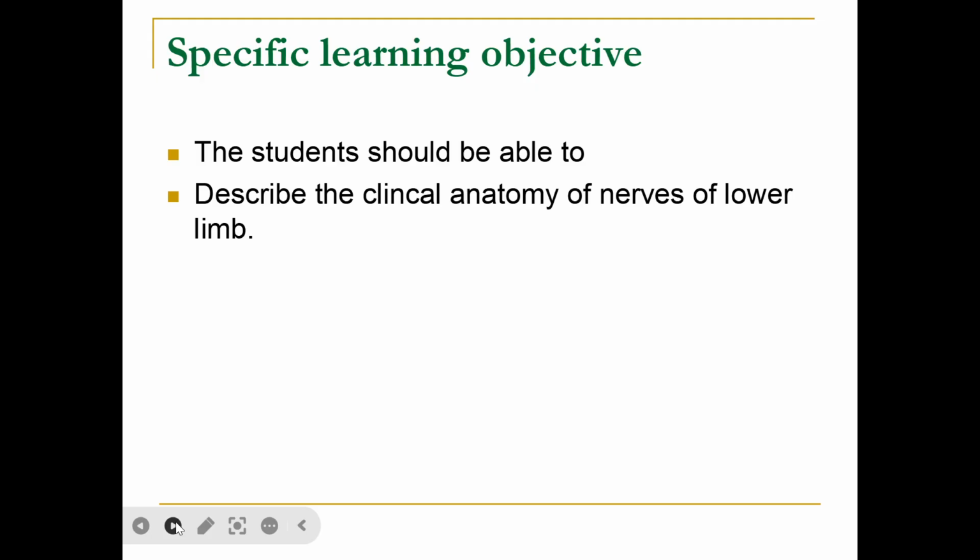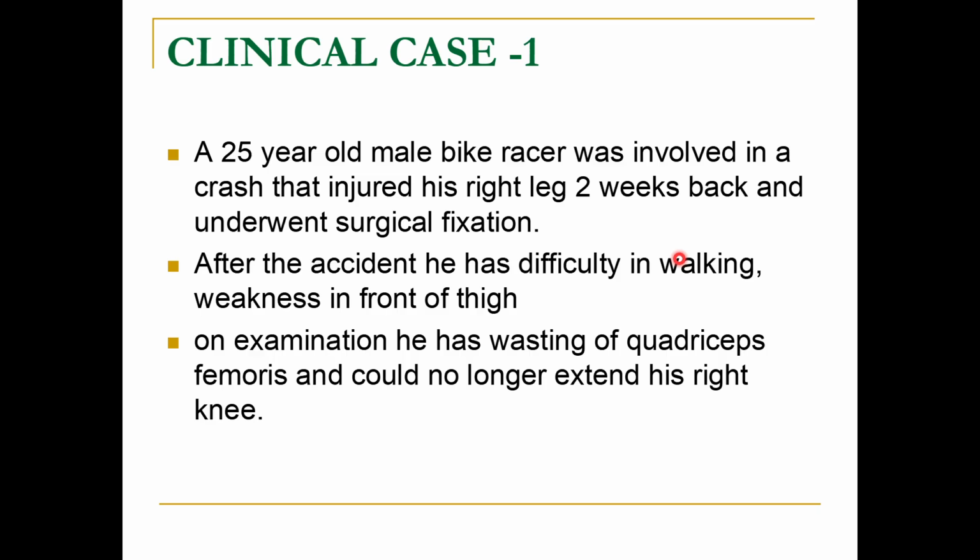Coming to the specific learning objective, the student should be able to describe the clinical anatomy of nerves of lower limb. Coming to the clinical case 1, a 25-year-old male bike racer was involved in a crash that injured his right leg 2 weeks back, and he underwent surgical fixation. After the accident, he has difficulty in walking and weakness in the front of thigh. On examination, he has wasting of quadriceps femoris and could no longer extend his right knee.